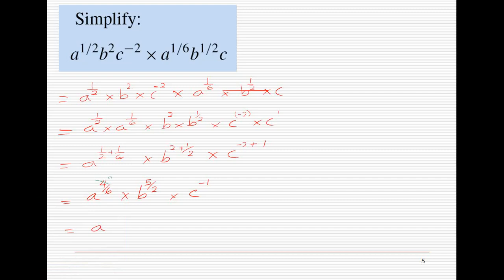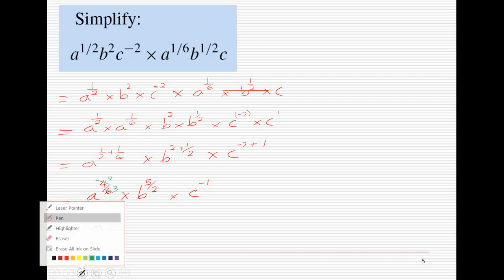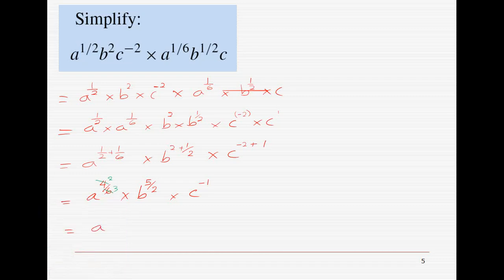We can simplify this as 2 times 2, 2 times 3. Here we are going to simplify it further. So what we are getting now is a to the power 2 divided by 3, b to the power 5 divided by 2, and c to the power negative 1, right?